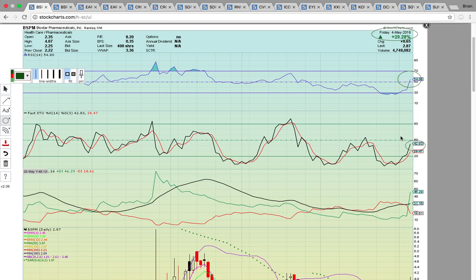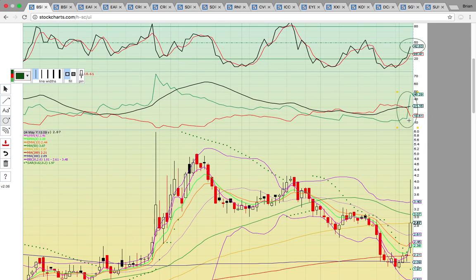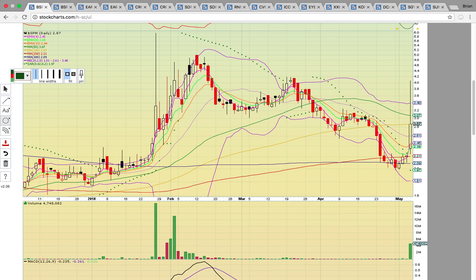If you look at BSPM here, it closed up 29%. RSI at 54. You want to see Fasto get above 50. Nice bullish crossover there on ADX with the green line crossing the red and the black line to the upside. And so there was a nice move on Friday.